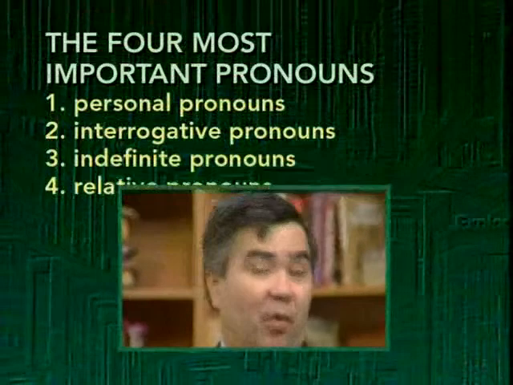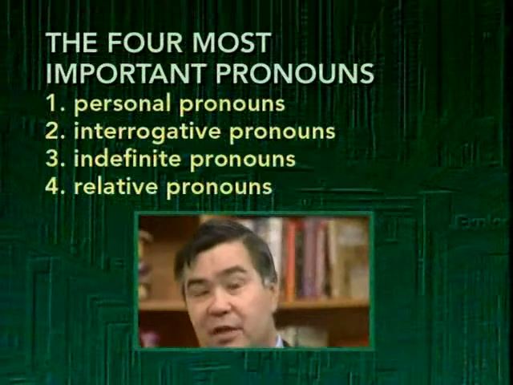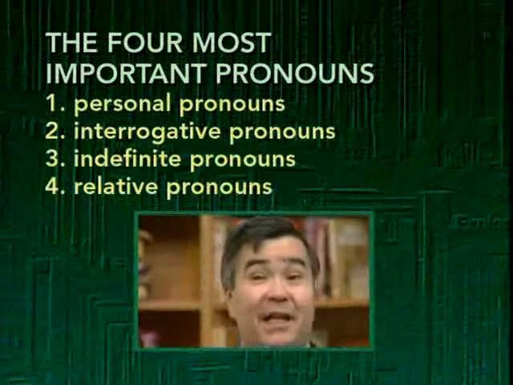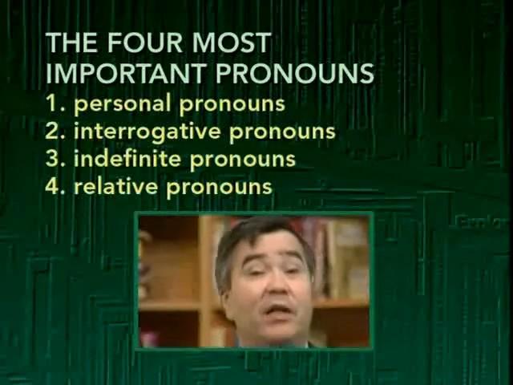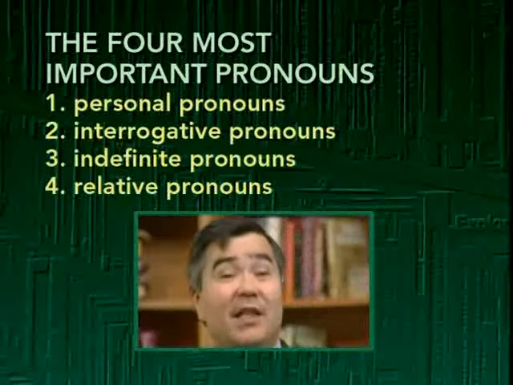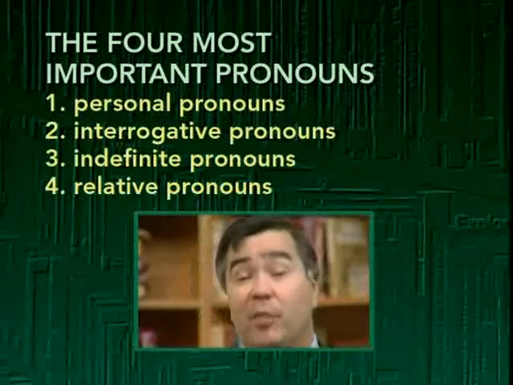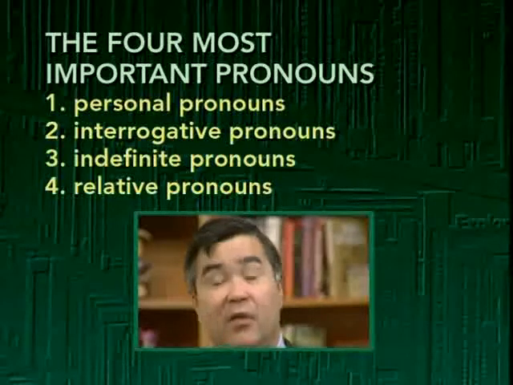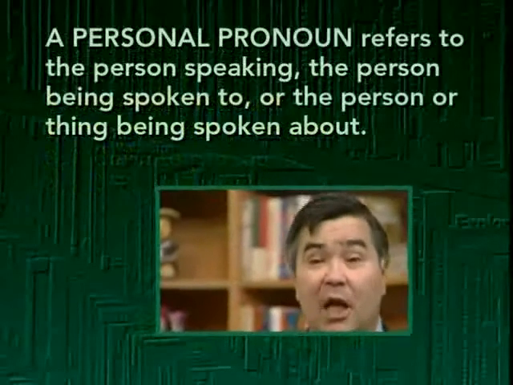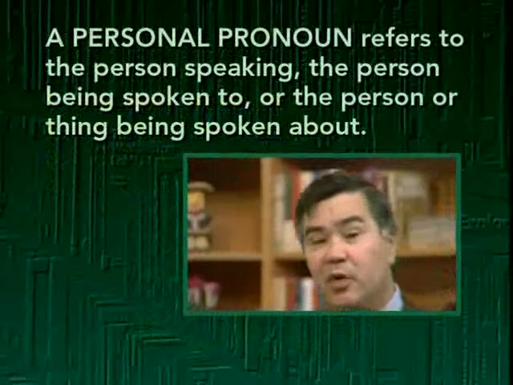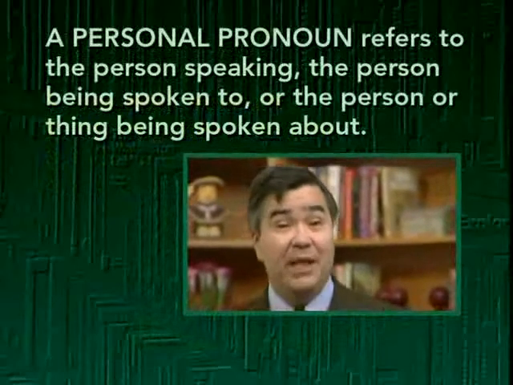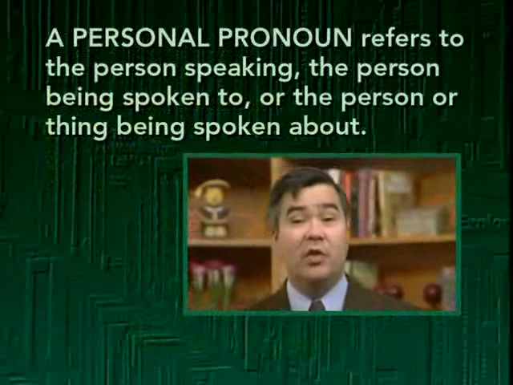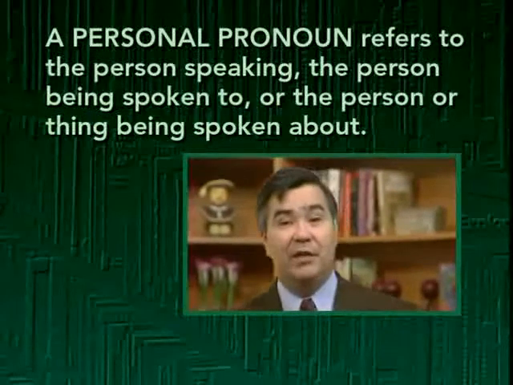There are many kinds of pronouns. The four that are most important are personal pronouns, interrogative pronouns, indefinite pronouns, and relative pronouns. In this lesson, we'll look at each of these four types of pronouns and see how they're used in English sentences. First, personal pronouns. A personal pronoun refers to the person speaking, the person being spoken to, or the person or thing being spoken about.